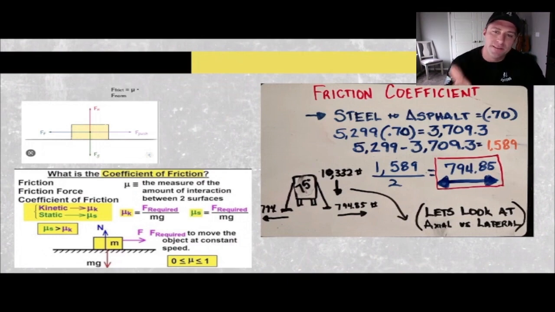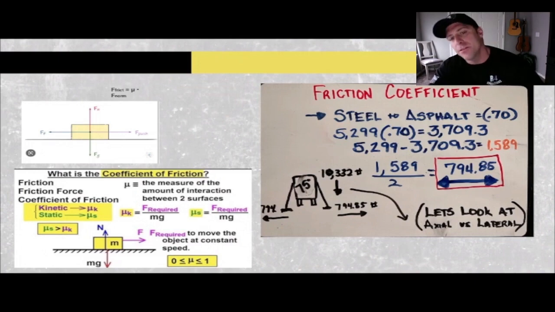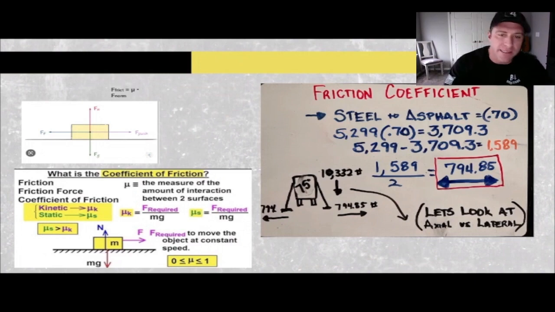So when we take this 0.70, I'm going to take the 5,299 pounds of lateral force that our 75 degree angle struts are creating, and I'm going to multiply it by 0.70. And that's going to give me 3,709. Well, I'm going to subtract that out because that friction is reducing that amount of force. So I'm going to subtract that from the 5,299 pounds, and that's going to give me 1,589. Now my lateral force just went down from 5,299 to 1,589 on asphalt and steel interactions of two surfaces. So I only have 794 pounds traveling in both directions when I divide it.